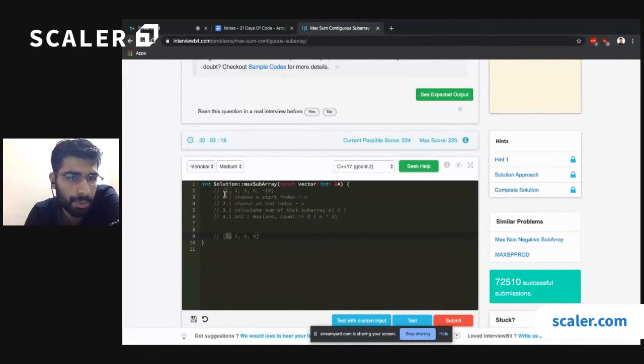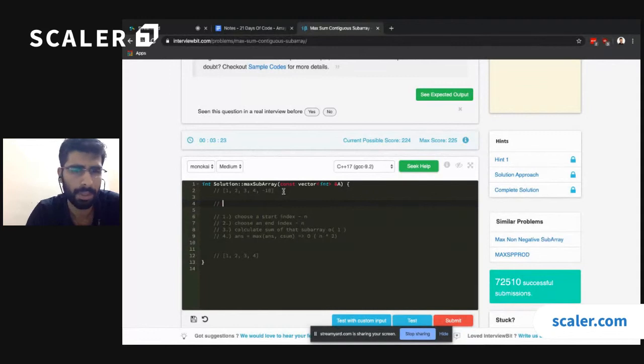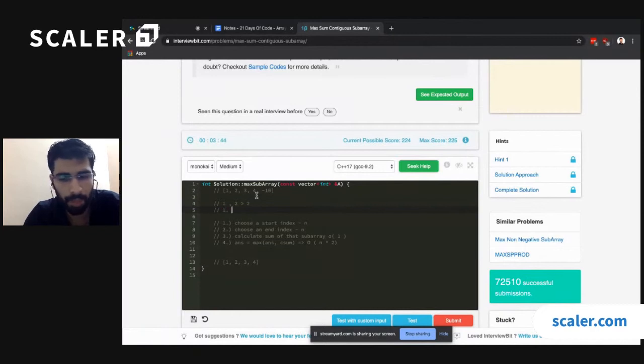Suppose here I can say my current sum will be 1. If I include that sum that I have till now, it's only going to increase. So 1 plus 2 is definitely going to be greater than only 2. Similarly, 1, 2, 3 will always be greater than 2, 3, which will always be greater than 1, 2, which will always be greater than only 2, or even only 3.